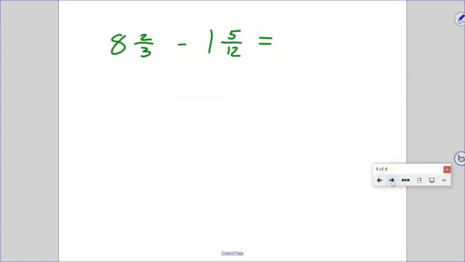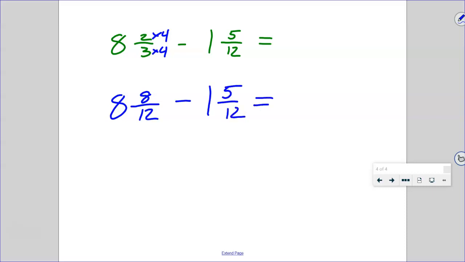All right, last one. 8 and 2/3 minus 1 and 5/12. So again, I need common denominators. On this one, I'm not going to do 3 times 12 and 12 times 3 because I see that 3 can be turned into 12 by multiplying by 4. So I'm going to do times 4 times 4, and I'm going to rename 8 and 2/3 as 8 and 8/12. And then I'm going to leave 1 and 5/12 as 1 and 5/12.